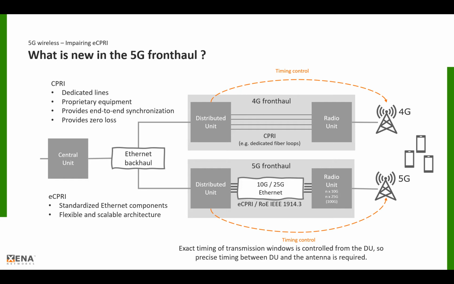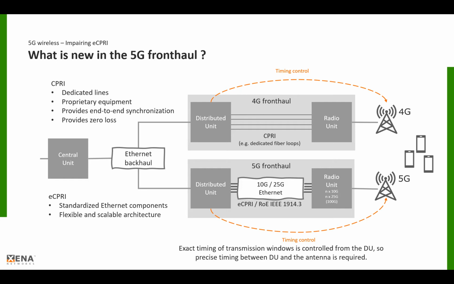Data from the core network is sent from the central units, or CUs, to the distributed units, DUs, via the backhaul network, while the DUs transmit data to the radio units over the fronthaul network. The RUs in turn control the transmission on the antennas.